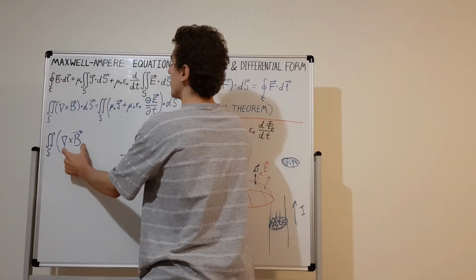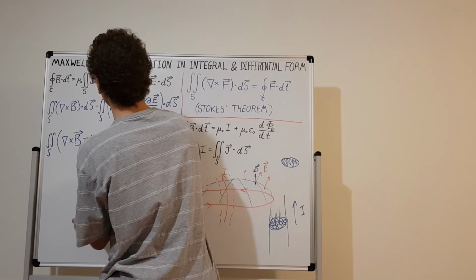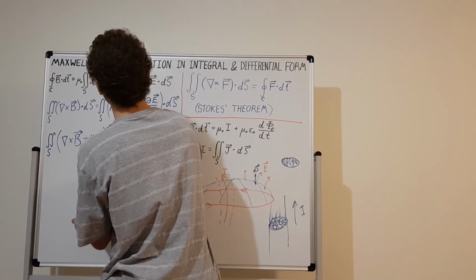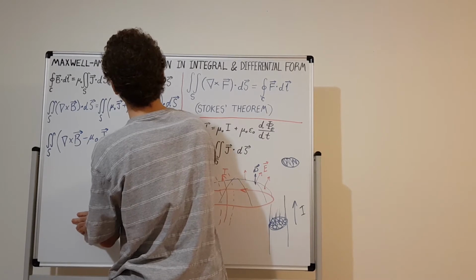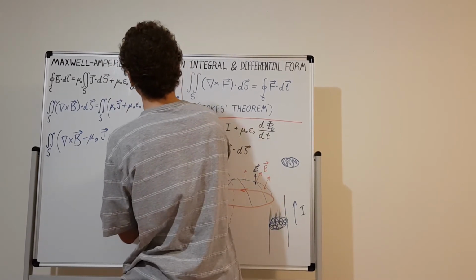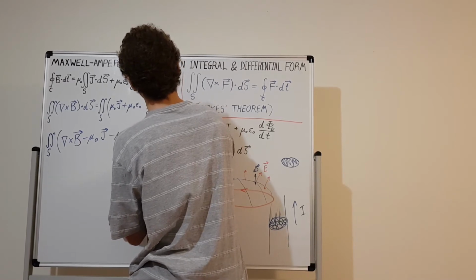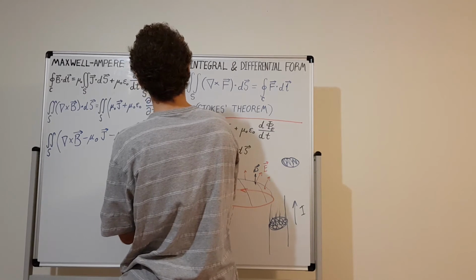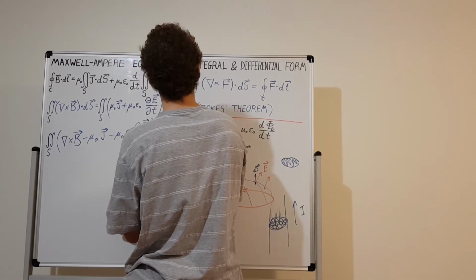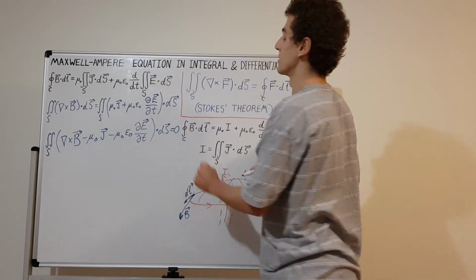If I do that, what I'm going to get is this guy, the curl of the magnetic field, and then I'm going to subtract away mu naught J. I'm going to subtract away mu naught epsilon naught times this guy over here, the time derivative of the electric field, and that's all going to be equal to 0. So you can see all of this is equal to 0.